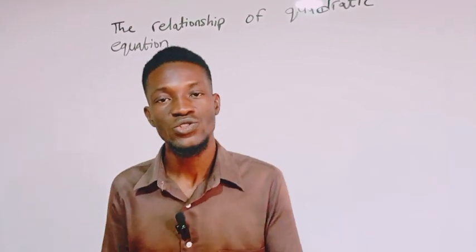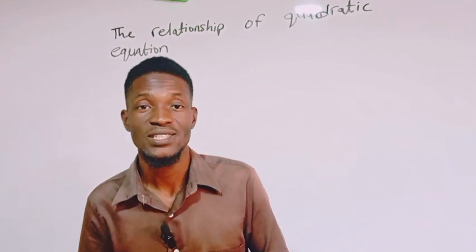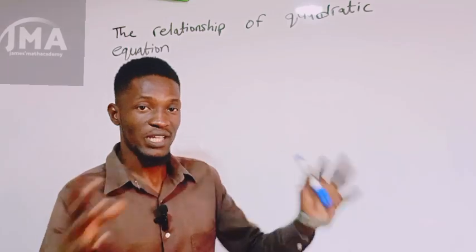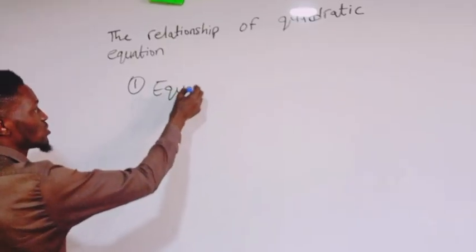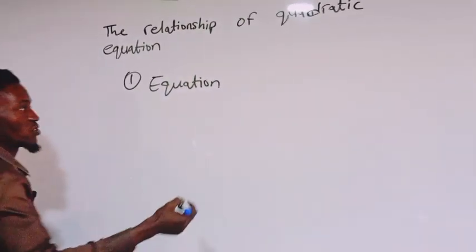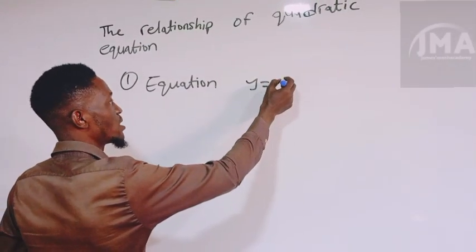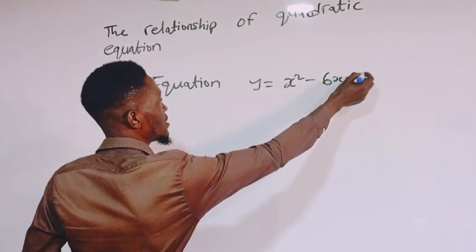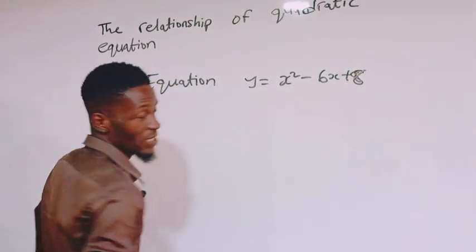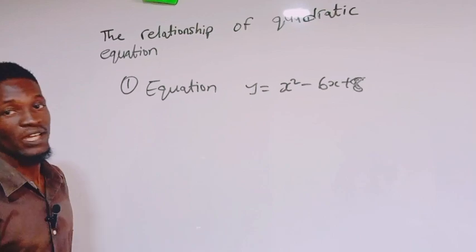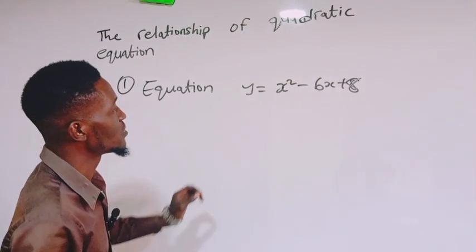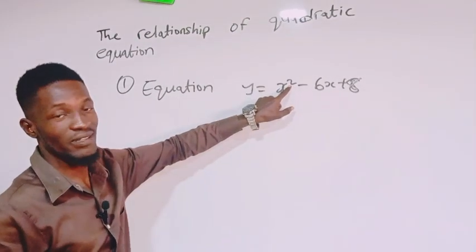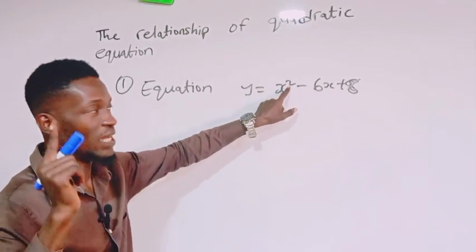In this video, I'm going to show you some of the relationships that exist in a quadratic equation. One of them is that a quadratic equation can exist in equational form. An example of such is y is equal to x squared minus 6x plus 8. This is a classical example of a quadratic equation, and the major feature is this exponent, which makes it a quadratic equation.